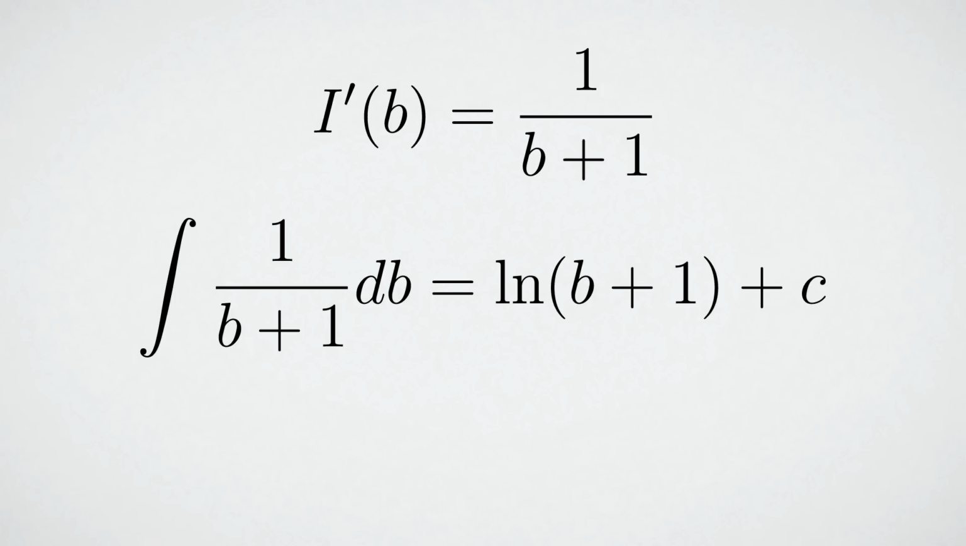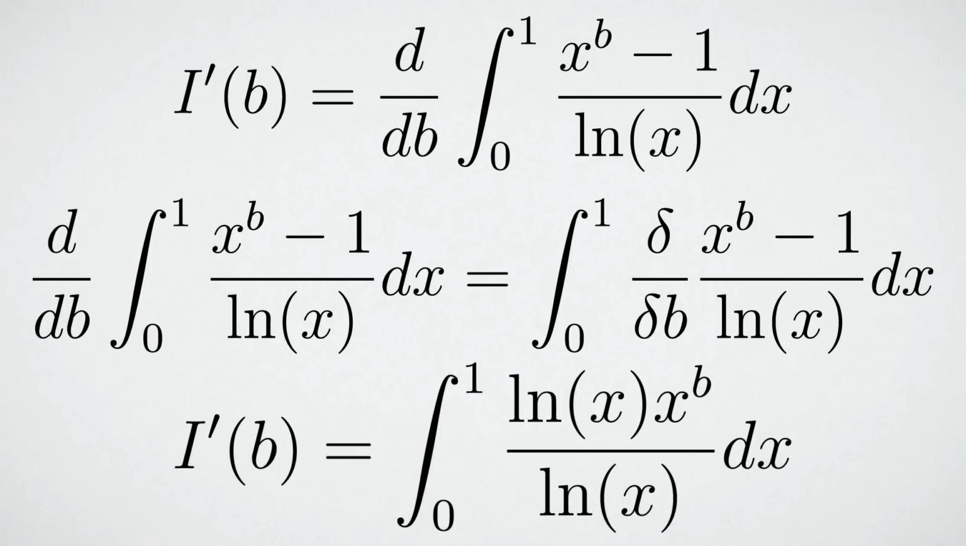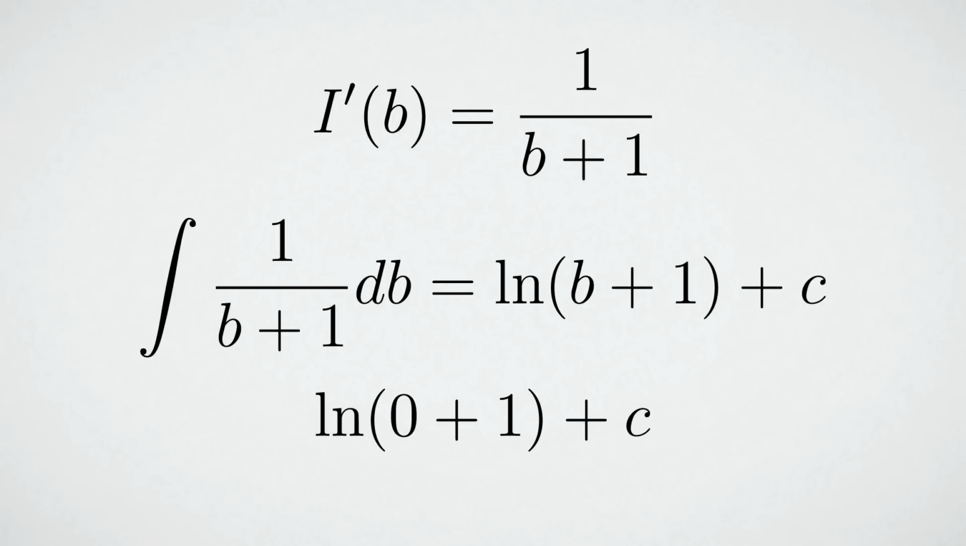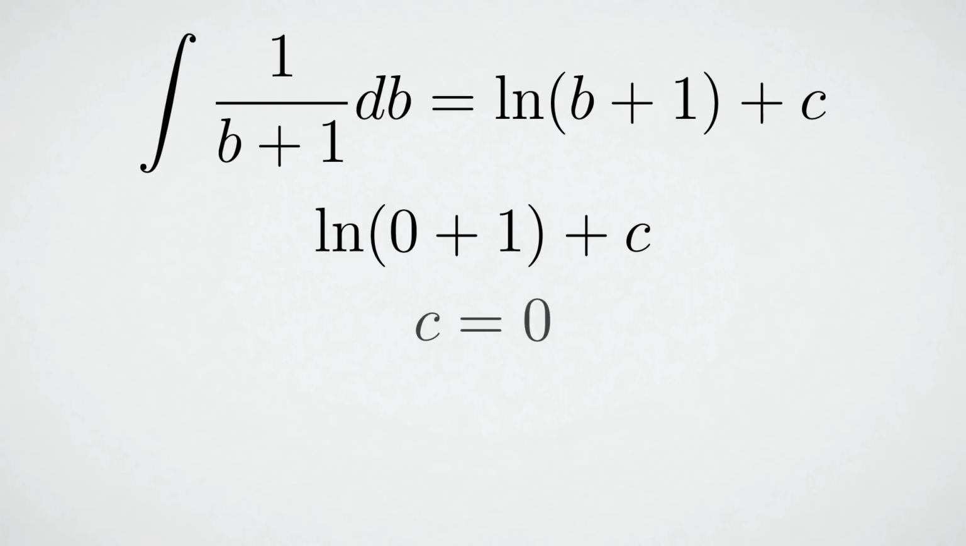Well, let's take a value of b from the original integral that we know the answer to. If b is 0, then we know that the integral is 0 because 1 minus 1 in the numerator is 0. So we can say that the natural log of 0 plus 1 plus c equals 0, and some quick math will tell you that c equals 0. So I of b equals the natural log of b plus 1.